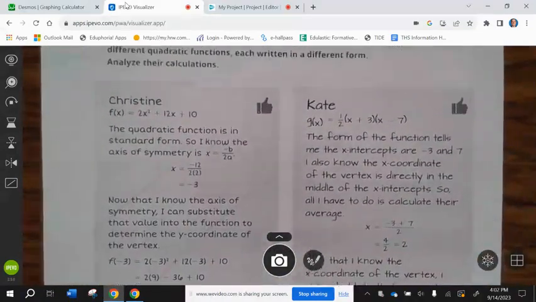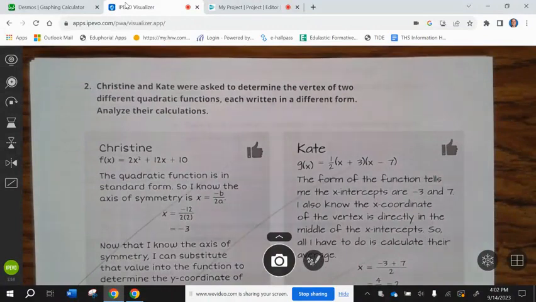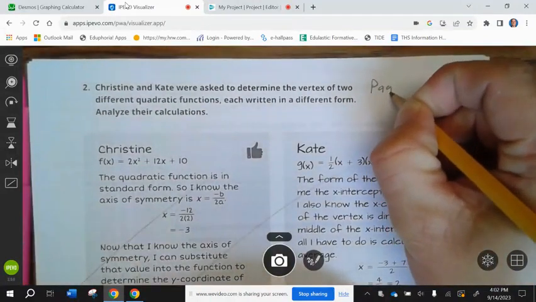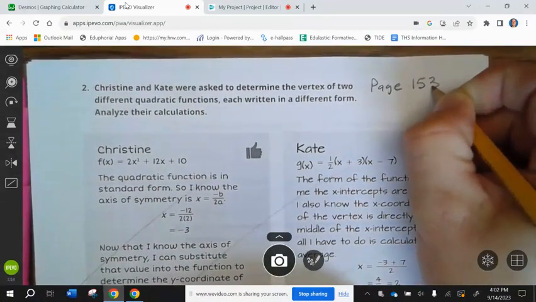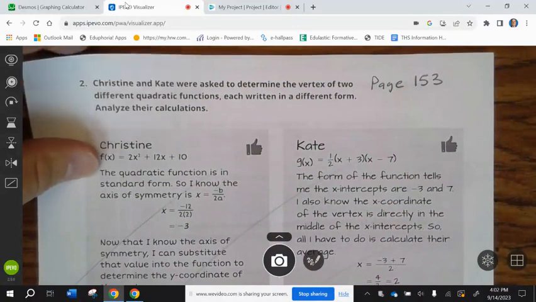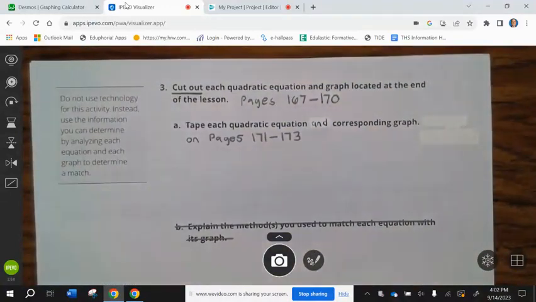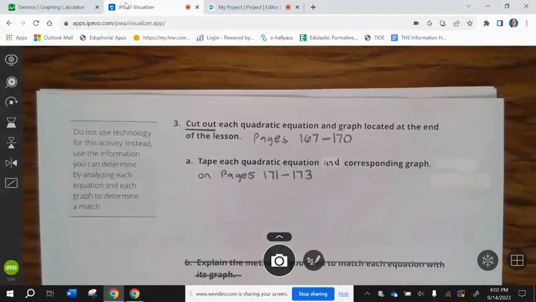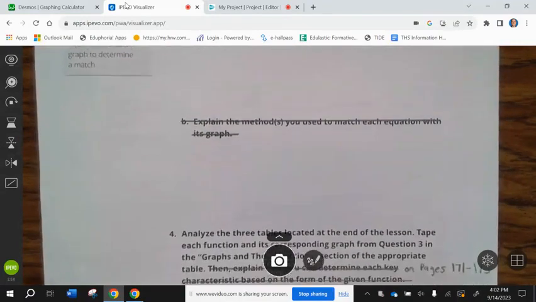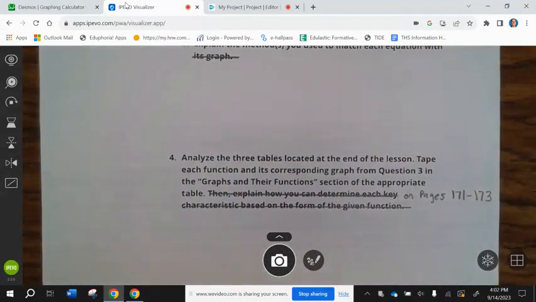All right, we're going to skip. All right, skip page 153. Cut out each quadratic equation and graph located at the end of the lesson, pages 167 to 170. Tape each quadratic equation and corresponding graph on pages 171 and 173. Analyze the three tables located at the end of the lesson. Tape each function and its corresponding graph from question 3 in the graphs and the function section, the appropriate table on pages 171 to 173.